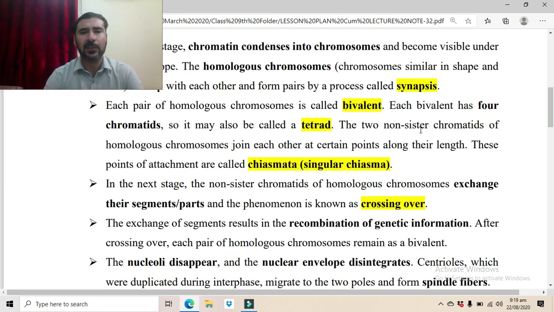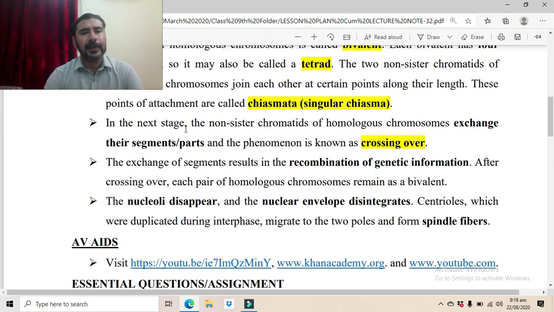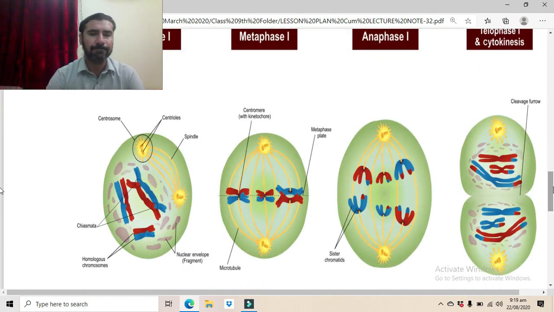The 2 non-sister chromatids of homologous chromosomes join each other at certain points along their length. These points of attachment are called chiasmata, singular chiasma. We have already seen in the diagram. In the next stage, the non-sister chromatids of homologous chromosomes exchange their segment parts, and the phenomenon is known as crossing over.